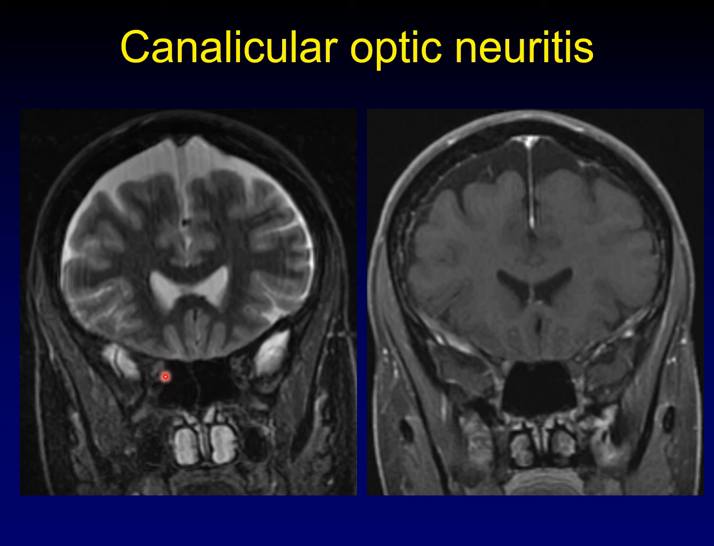There's no nice dark nerve. It's just bright signal. On post-contrast imaging, this canalicular segment of the optic nerve is enhancing, whereas the normal side should look like that, no enhancement at all. Symmetry is your friend here when trying to decide whether you're looking at vascular enhancement or the nerve itself. So this is another form of optic neuritis affecting the canalicular segment of the optic nerve.